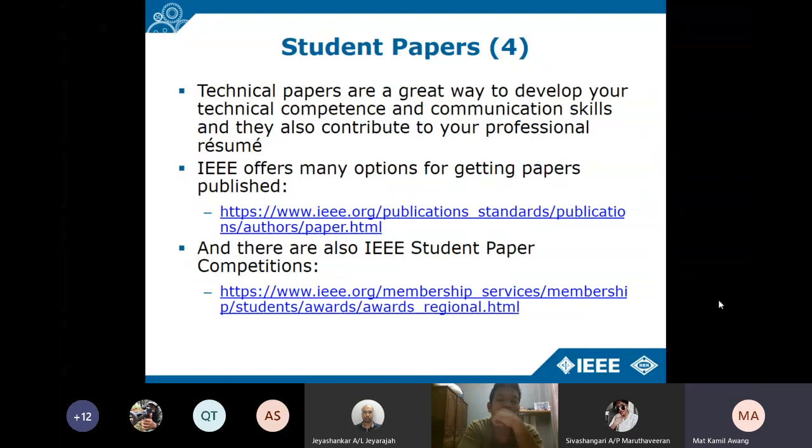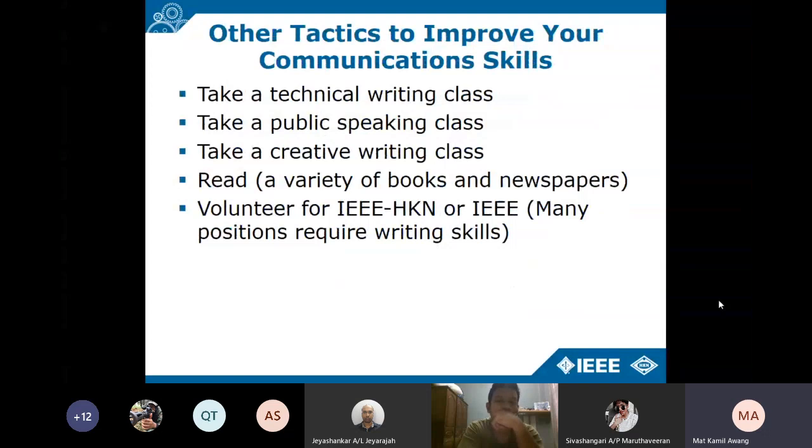So basically, writing conference papers is a good way to develop your technical competence. From your final year project, you try to generate one or two papers for publication with your supervisor. These are the other tactics to improve your communication skills. Basically, take a technical writing class, take a public speaking class, creative writing, and read a lot of books and newspapers to increase your vocabulary and your general knowledge.